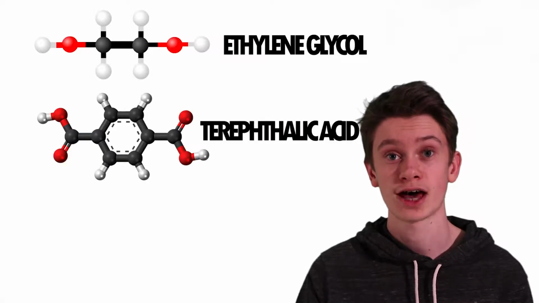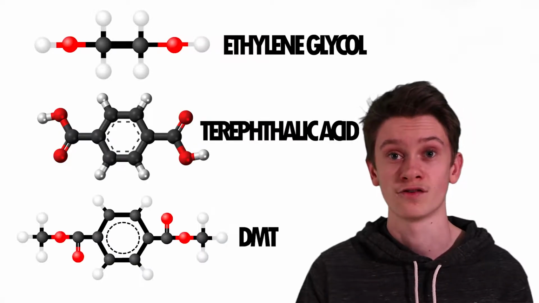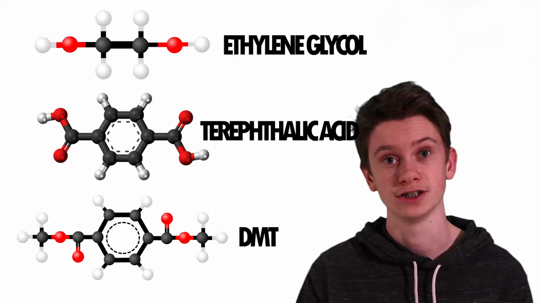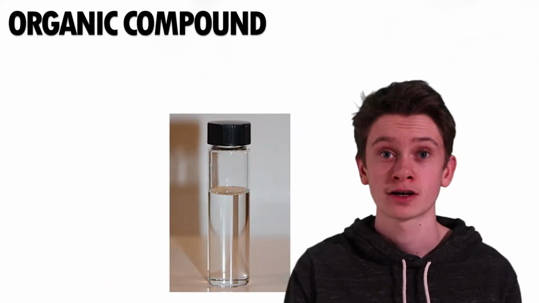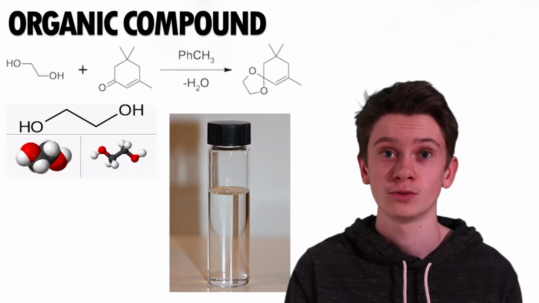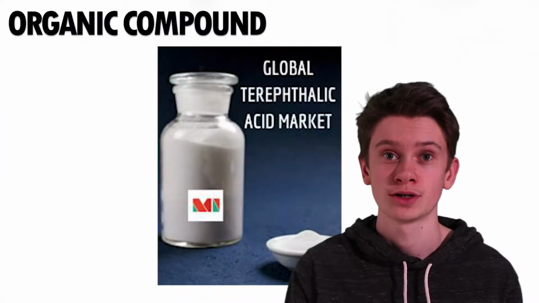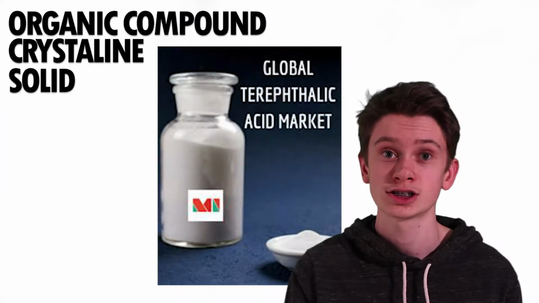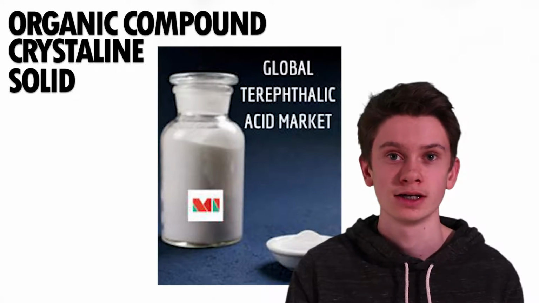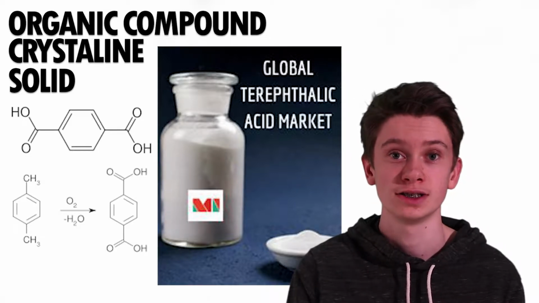The monomer molecules in polymerization of PET are ethylene glycol and either terephthalic acid or dimethyl terephthalate, also known as DMT. Ethylene glycol is an organic compound obtained from reacting ethylene with water. It is a colorless liquid. Terephthalic acid is also an organic compound. It is a crystalline solid obtained from xylene. It is produced by the oxidation of p-xylene by oxygen in air.